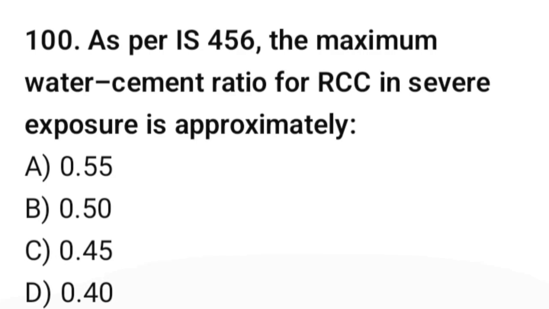As per IS 456, the maximum water cement ratio for RCC in sewer exposure is approximately. So the options are option A 0.55, option B 0.50, option C is 0.45, option D is 0.40. So the right answer is option number C, 0.45 is the right answer.